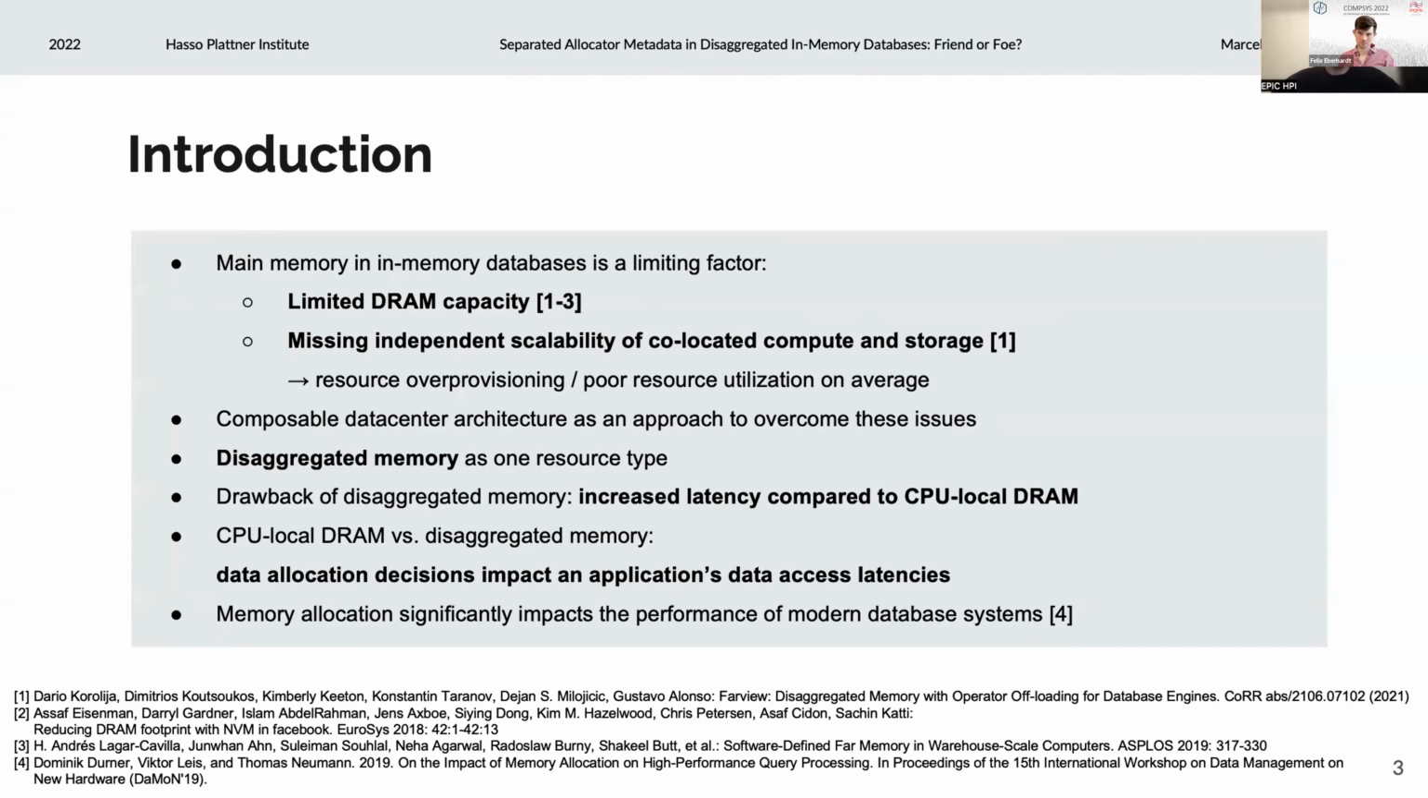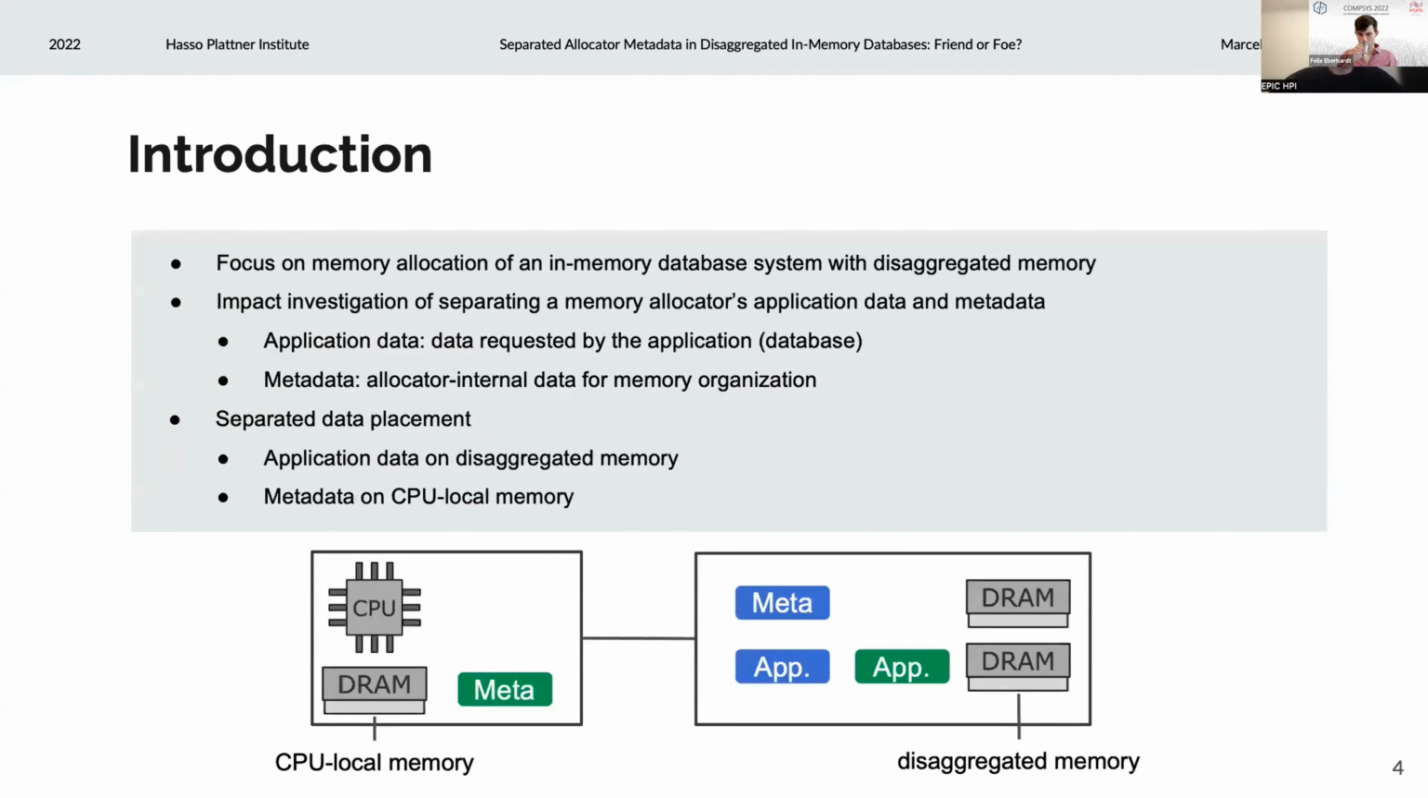Recent research shows that memory allocation significantly impacts the performance of modern database systems. In our work, we focus on memory allocation of an in-memory database system with disaggregated memory. More precisely, we studied the impact of separating a memory allocator's application data and metadata. Application data means data requested by the application, which is the database in our case. Metadata is data internally required by the allocator for organizing the memory. Such data contains, for example, information about allocated and free memory.